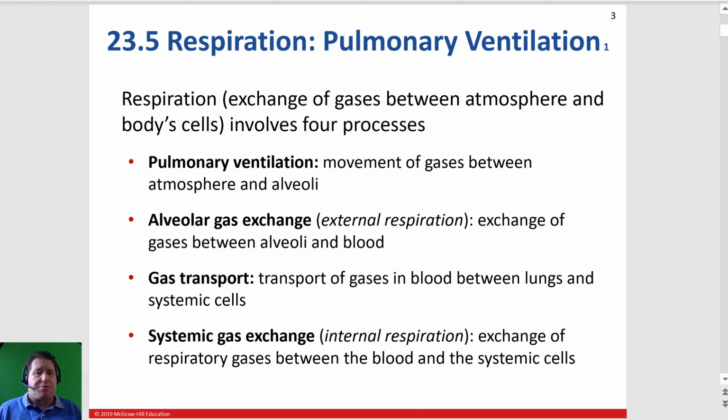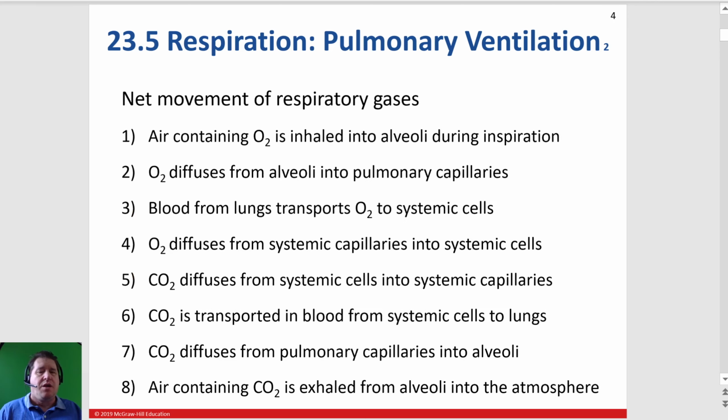Just some of the terms here: pulmonary ventilation, gas exchange, gas transport, systemic gas exchange. Gas exchange in the alveoli is between the atmosphere and the blood. Systemic is between the blood and the fluids around the capillaries, the systemic cells. Gas transport, of course, is moving oxygen and carbon dioxide through the blood. Ventilation is movement of gases in and out of the blood, basically.